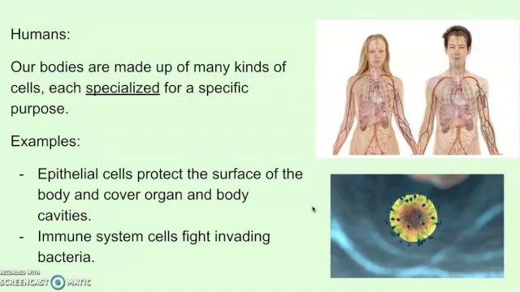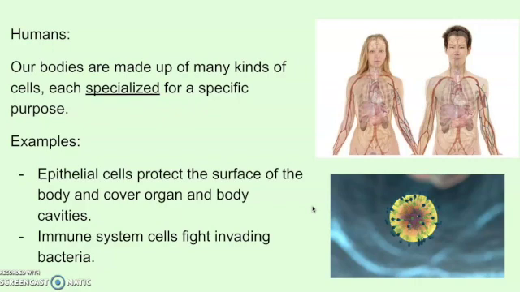So let's look at this real quickly in terms of humans. So our bodies themselves are made up of many kinds of cells, which we talked about when looking at that body organization hierarchy. So remember, we're made of cells. We have many of the same type of cell that comes together to form a tissue. And then we have many tissues that come together to form an organ. Many organs come together to form an organ system. And then many organ systems come together to form an actual organism.